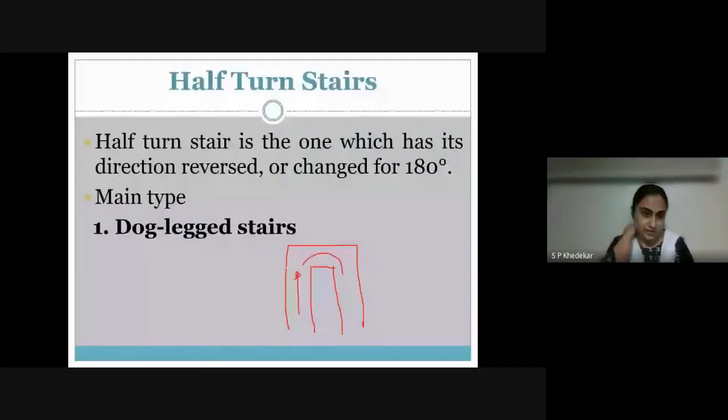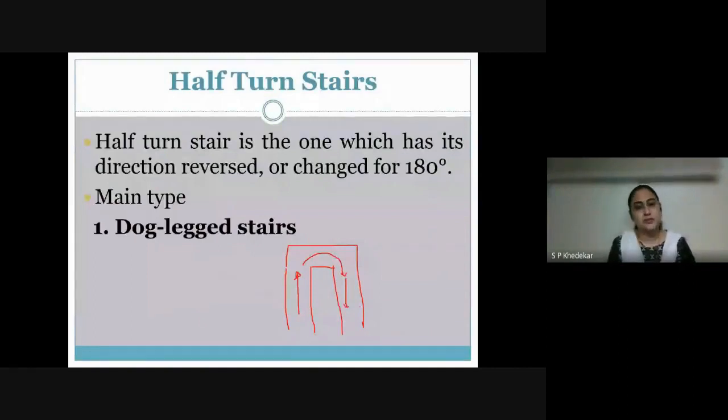As that was quarter turn stairs, the second one is half turn stairs. In a quarter turn, it makes an angle of 90 degrees, but in half turn stairs, it makes a complete reverse angle. It changes the direction completely and makes 180 degrees. Suppose this is my first flight, then I change my direction completely like this. I come over here, change direction completely, and walk like this. So it is completely reverse direction.